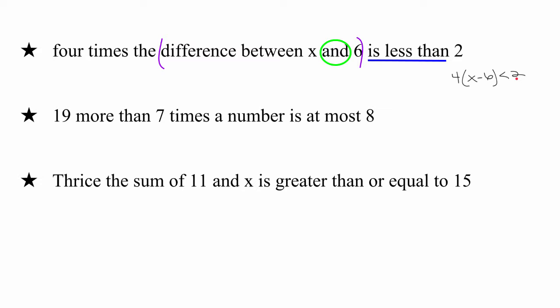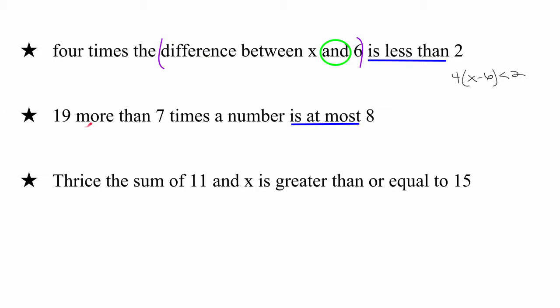Let's try the next one. 19 more than 7 times a number is at most 8. I see "is," so my head goes, there's my equal sign. However, it's saying "is at most 8." It's not saying "is 8." So I know that "is at most" is going to be my inequality symbol. Now if you go to the front of your sheet, you can look and see what inequality symbol has the words "at most" under it. That would be our less than or equal to symbol. So go ahead and write that underneath the blue line.